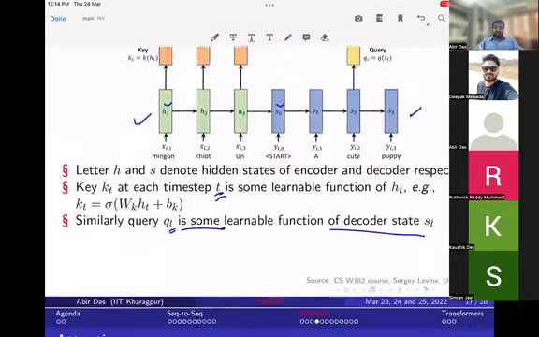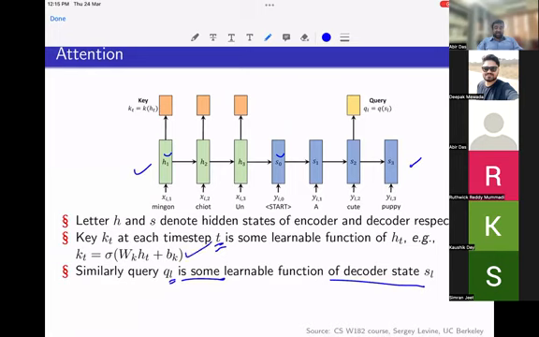An example is again like this. It can be like this. All these values will be different. W will be maybe WQ, B will be BQ, and in place of HT, it will be SL.